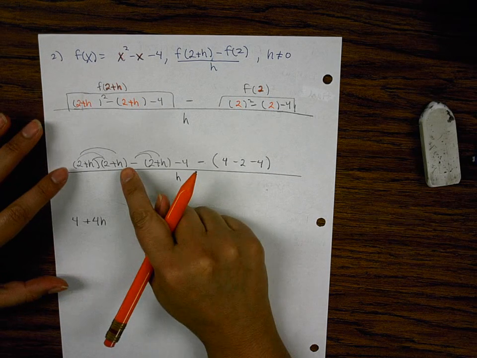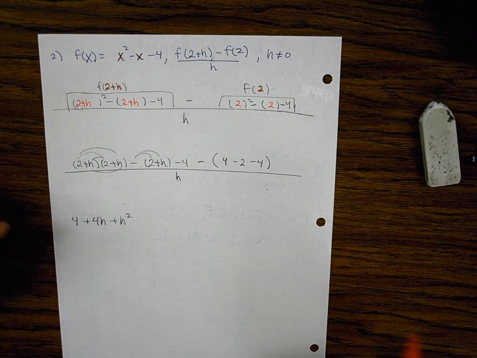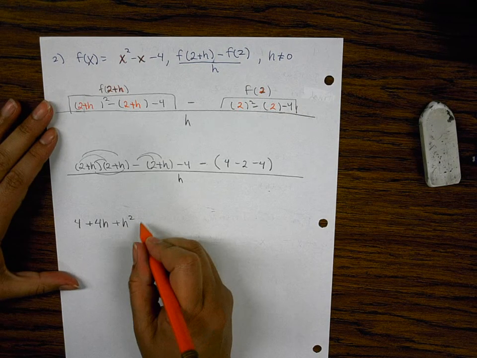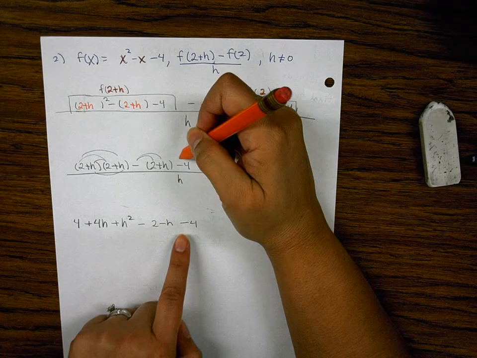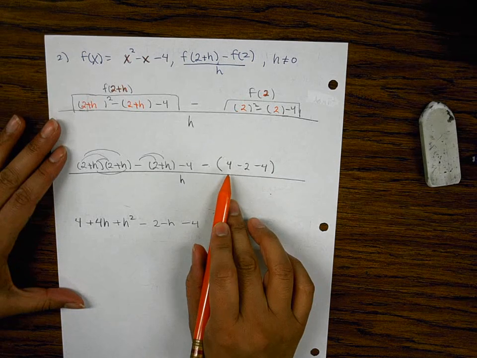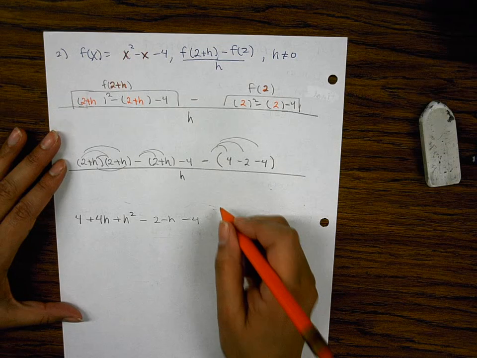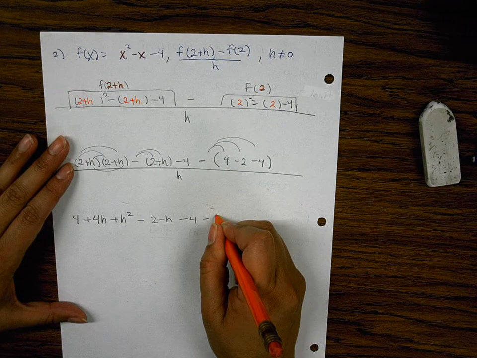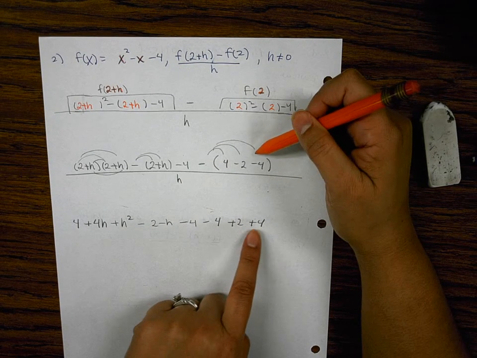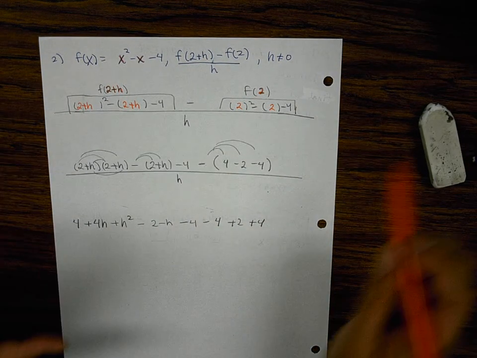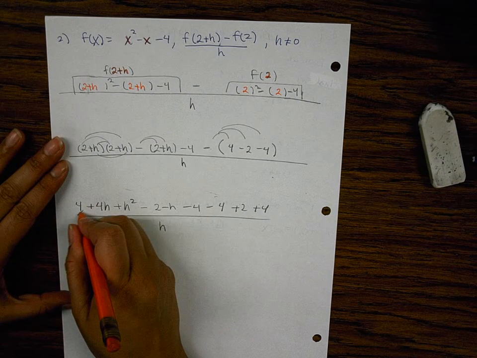4 plus 4h, I got that from 2h and 2h, plus h squared. All right, minus 2 minus h minus 4. Now this piece you can combine like terms and then distribute, or distribute and then combine like terms. It's totally up to you. I'm just going to distribute. Negative 4 plus 2 plus 4. All right, all over h.